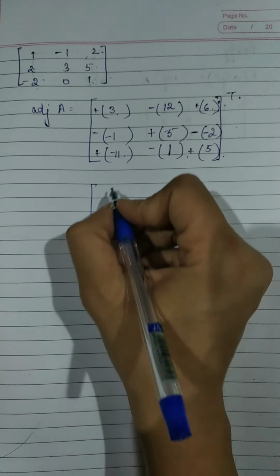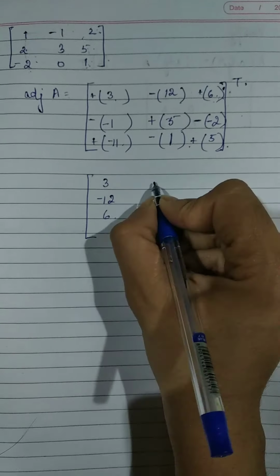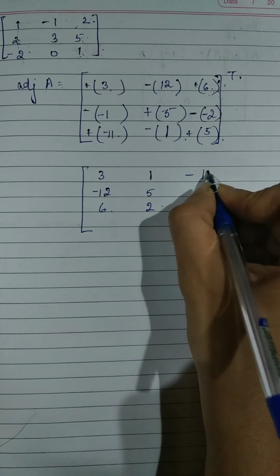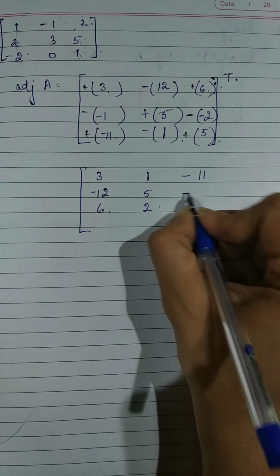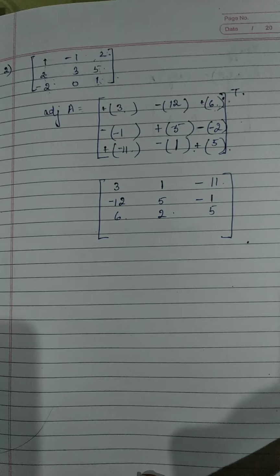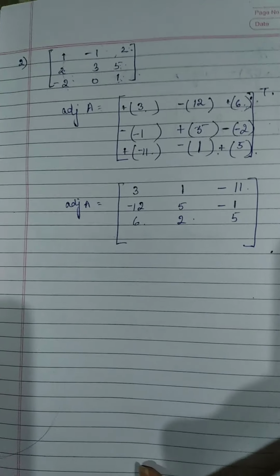Whose transpose we are going to find out? 3, minus 12, 6, 1, 5, 2. This is minus 11, minus 1 and 5. So that's the adjoint of matrix A whose order is 3 by 3. This is how we are going to find out.